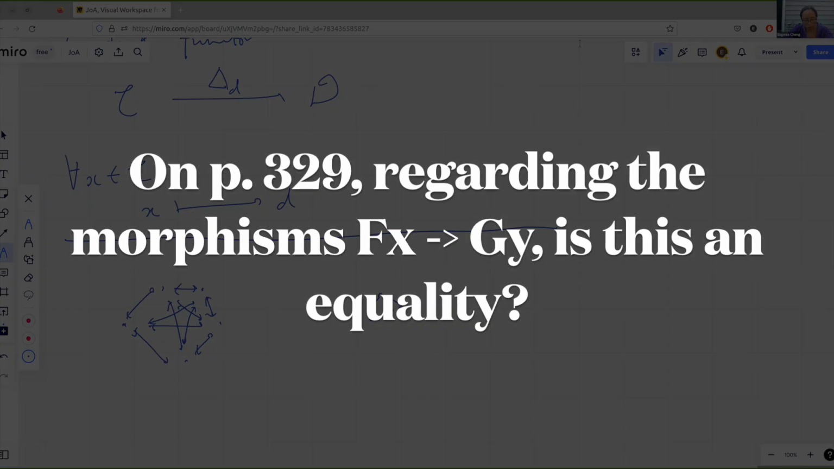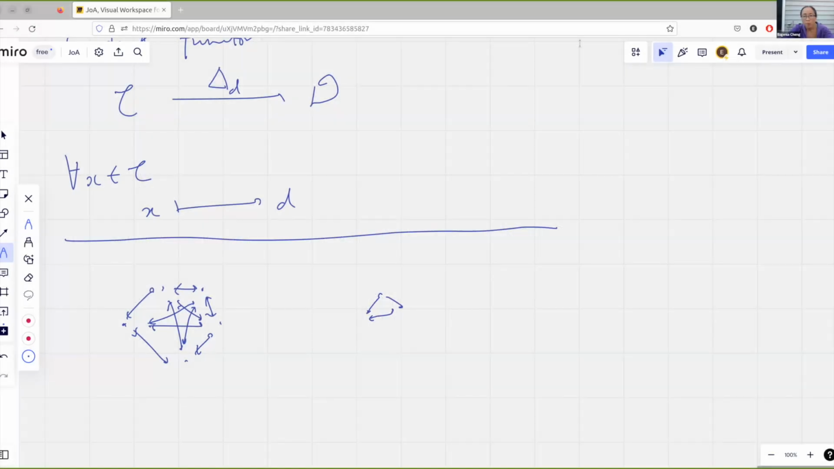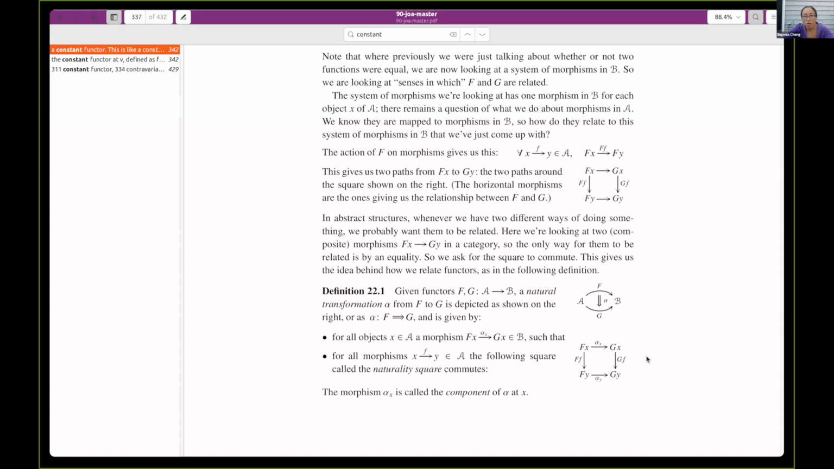Page 329. Regarding morphisms from fx to gy, is this an equality? So maybe I'll switch to sharing the screen that's got the book on it. Okay, so this question appears to be about this, where we're talking about these morphisms. There are two paths around this square from fx to gy. And the question is, is this an equality? Well, at the moment, it's not an equality. Here, it's a putative equality. That is something that could be an equality.